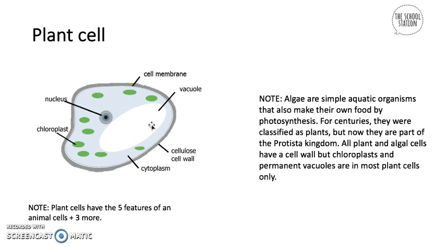So what we're talking about here is that algae are basically another type of cell. So there are algal cells, and before they used to be thought of as plants because they make their own food by photosynthesis, but now they actually fall in the category of protista, which is another kingdom. So there are five main kingdoms. And all plant and algal cells have a cell wall.